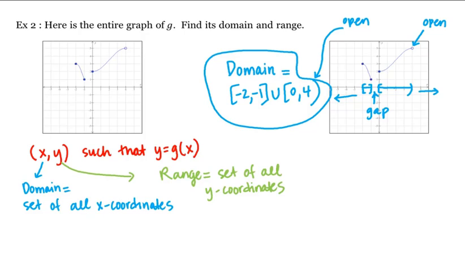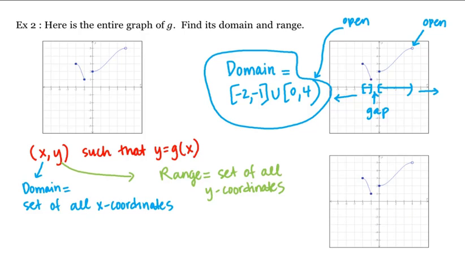Now, what about the range? Again, looking at our graph, remember the range is the set of all possible y-coordinates of points on our graph. Again, thinking of projecting this graph onto the y-axis will give us this interval here. That is, the range is equal to the interval from 1 up to 5. And we're not including 5 here because 5 is not the y-coordinate of any point on our graph.